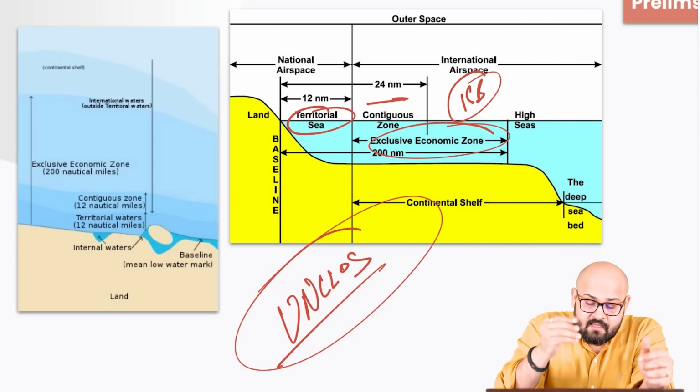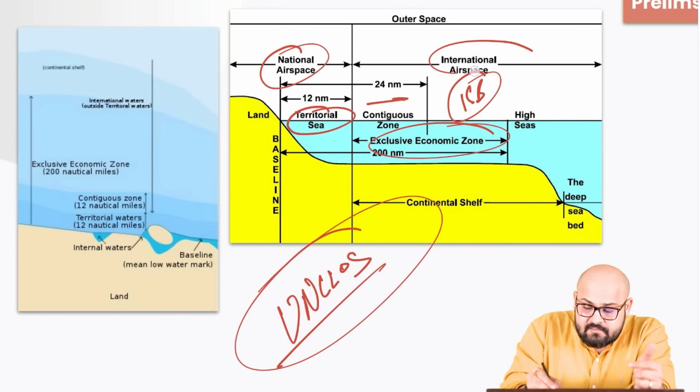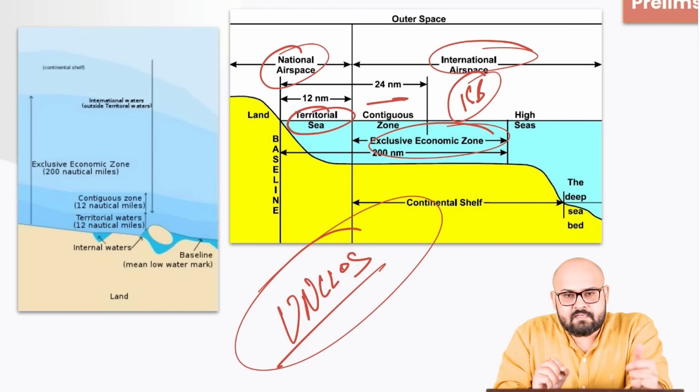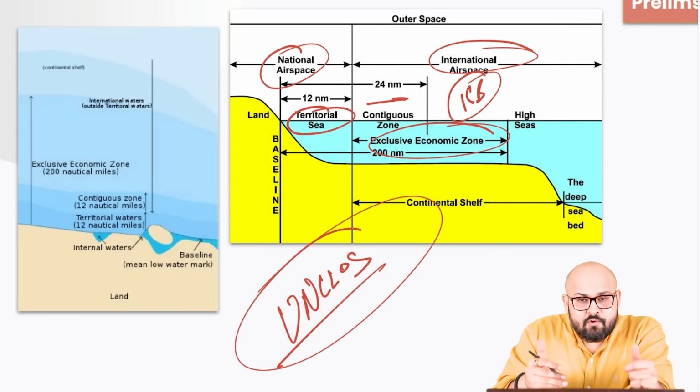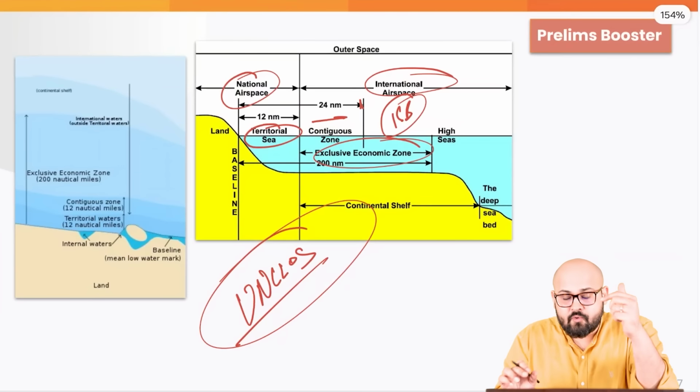Again, the important thing is that the national airspace is from the baseline till 12 nautical miles and then starts the international airspace. Right? But when we talk about the contiguous zone, it extends till 24 nautical miles. I hope it is clear. Let's go to the next topic.